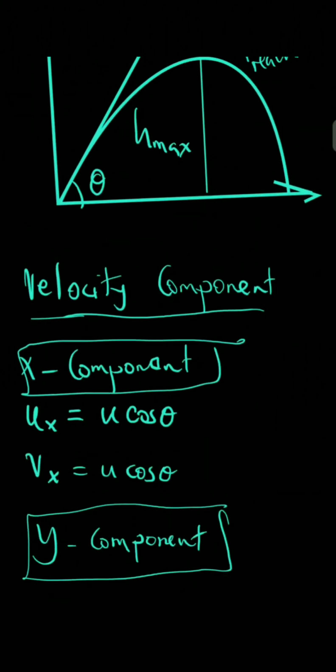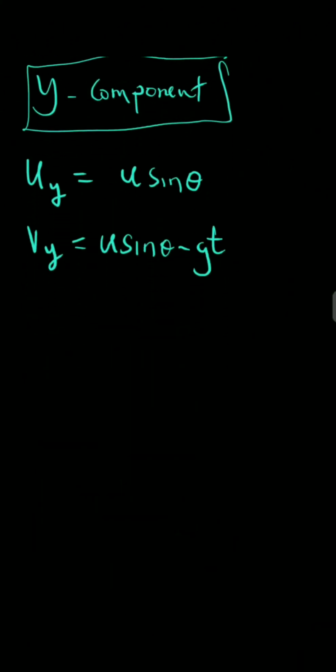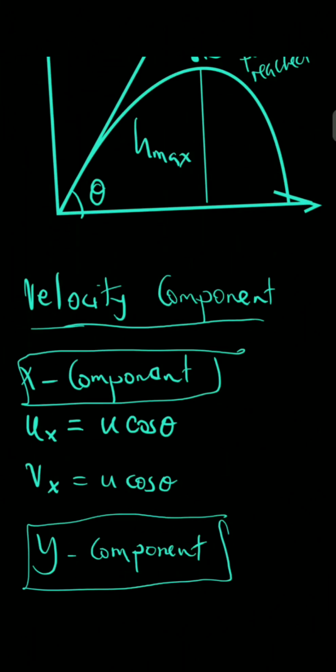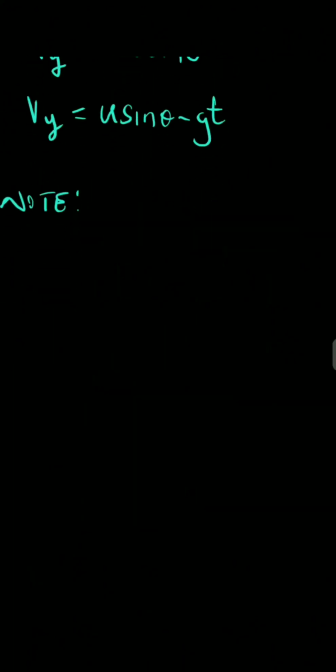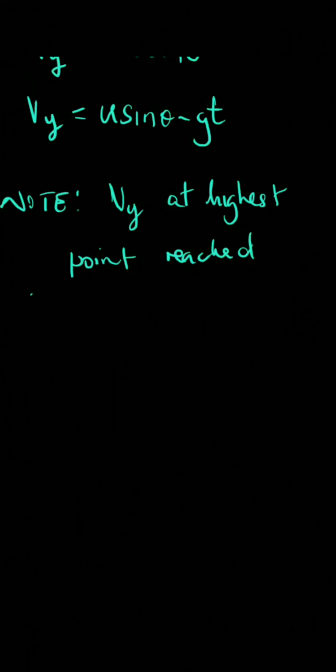Now, there's something that we need to note, because our main aim here is looking at maximum height. We have velocity in the y and the x component. One thing you need to note is that the vertical component of velocity, the y component, at the highest point reached simply gives you 0. So when you're looking at projectile motion, just keep in mind that the vertical component of velocity at the highest point reached, or at maximum height, is 0.